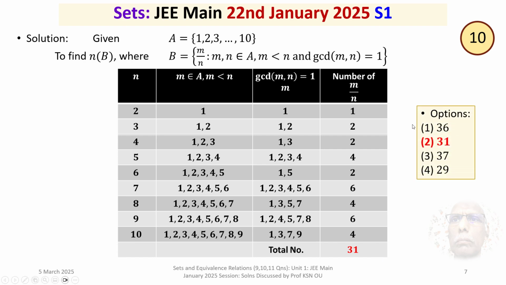Let's look at our options. Our answer 31 appears against option 2. Therefore, the answer to this question is option 2. That is the detailed discussion of the solution of this problem. Move to the last question, question number 11.